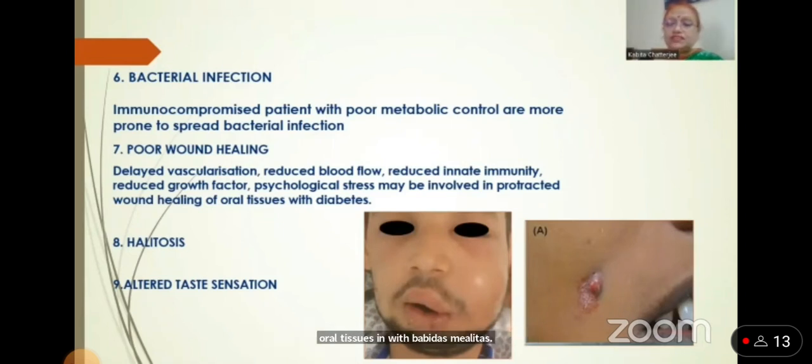Now, due to less salivary flow and bacterial growth in the oral cavity and less flushing mechanism of the food material, there is halitosis. And metabolic, endocrinal, and salivary dysfunction can contribute to altered taste sensation.